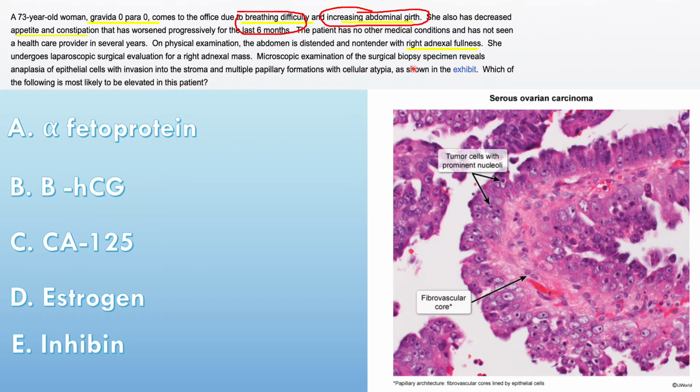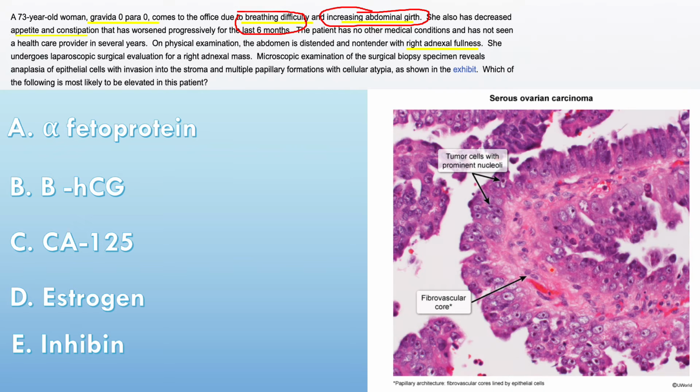Microscopic examination of the surgical biopsy specimen reveals what you see in this picture, anaplasia of epithelial cells. If you look at these cells, they display the criteria of malignancy, where the nuclei are hyperchromatic and they do not resemble any tissue. That is why they're anaplastic. They're as if undifferentiated. With invasion into the stroma, as you can see, the cells are not within the basement membrane. You have a lot of cells inside the stroma here, so they're not maintained within the basement membrane, which means it is malignant.